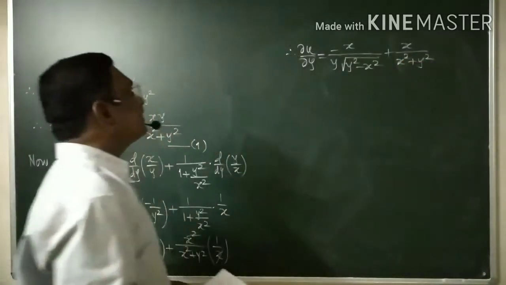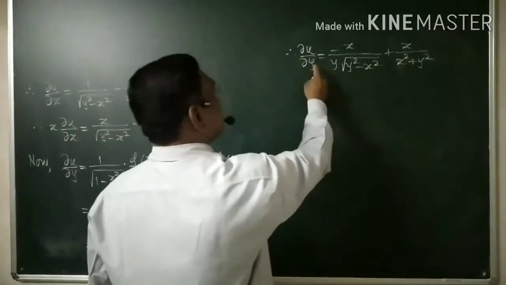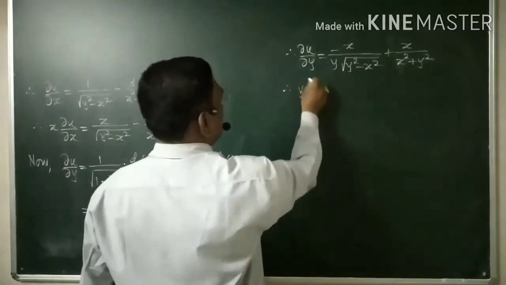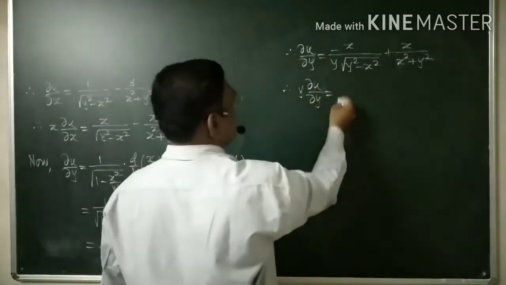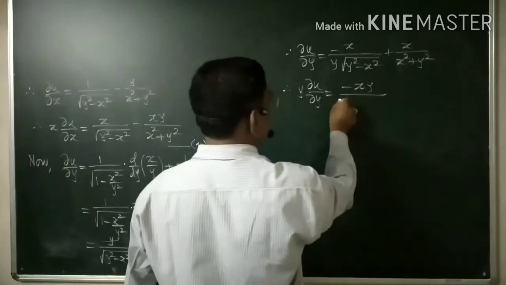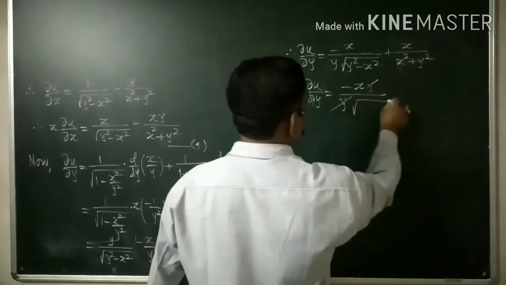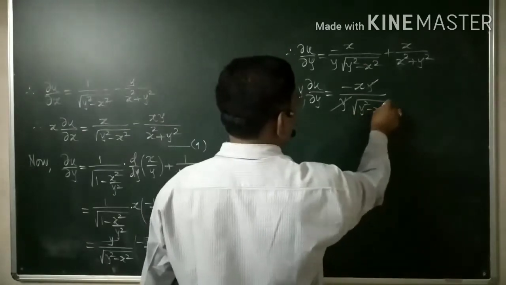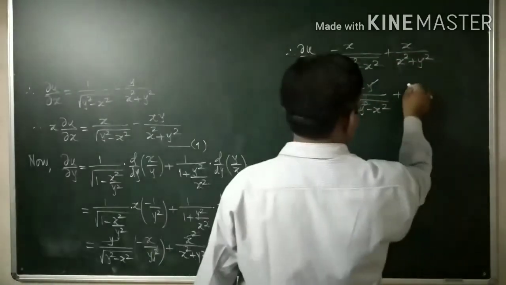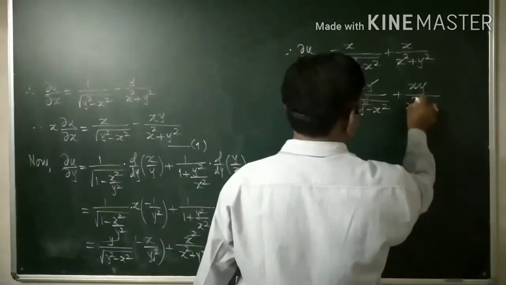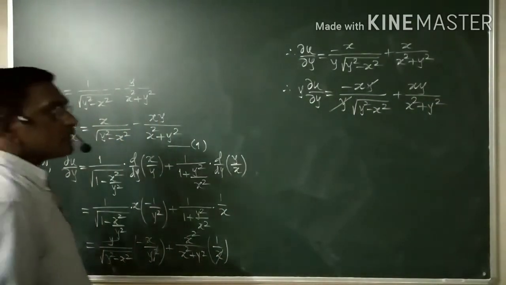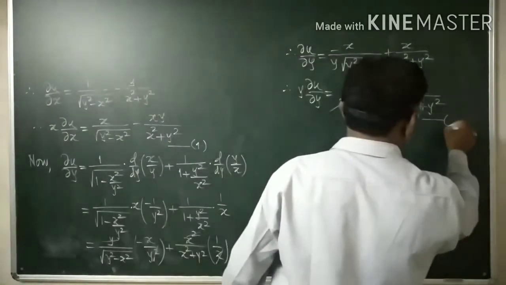But as I want the multiplication by y to this one, therefore what I will write? y del u by del y is equal to minus x into y divided by this y, so that y gets cancelled. What you get? y square minus x square, and plus, multiply this by y, therefore x upon y, x square plus y square. This is my y del u by del y. Let me call this as 2.